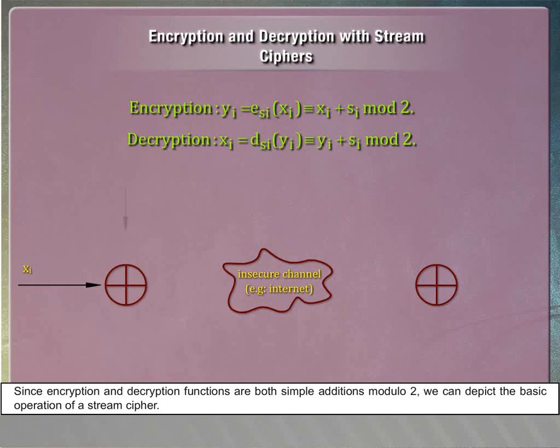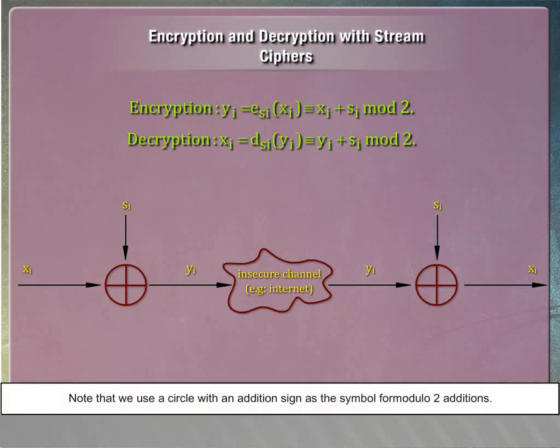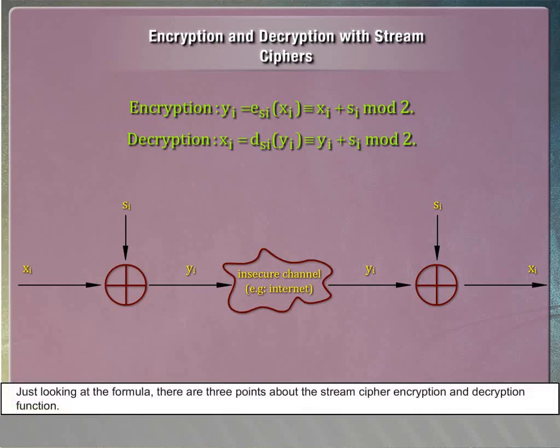Since the encryption and decryption functions are both simple additions modulo 2, we can depict the basic operation of a stream cipher as shown in the figure. Note that we use a circle with an addition sign as the symbol for modulo 2 addition. Just looking at the formula, there are 3 points about the stream cipher encryption and decryption function.